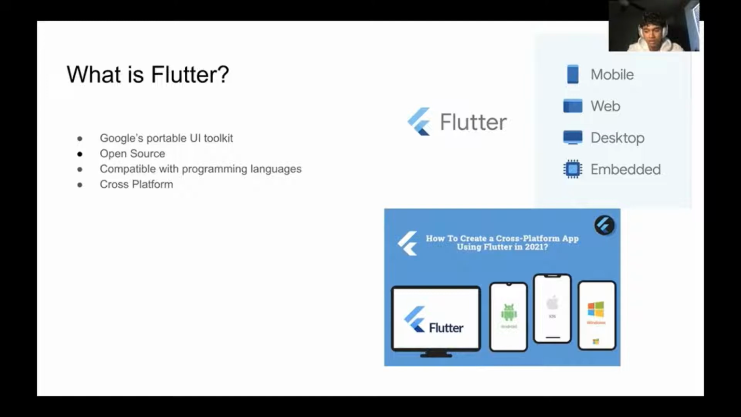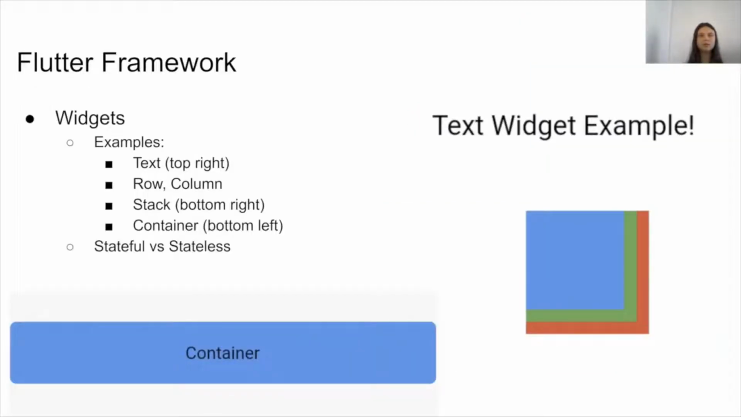Its architectural layers are the framework, which is handled by Dart, the engine by C and C++, and a platform-specific embedder. Flutter's UI is built out of widgets. Some widgets that Flutter uses include text widgets, row widgets, column widgets, stack widgets, and container widgets.